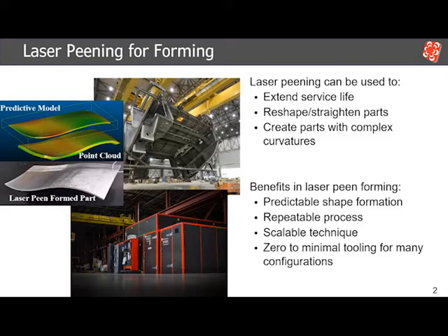As a forming technique, laser peen forming is very scalable. So if we start with coupon level studies, those can directly translate into our final product. And one of the ultimate benefits for peen forming is that there's very minimal tooling for many applications, which cuts down on the development timeline as well as the cost of creating perhaps limited run shapes or very challenging shapes for other technologies. What we want to focus on for this presentation is going to be the reshaping and straightening, as well as creating parts with complex curvatures.